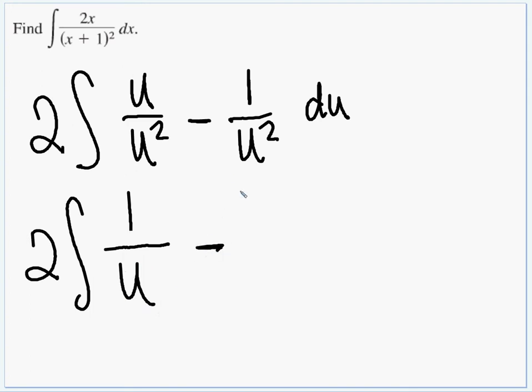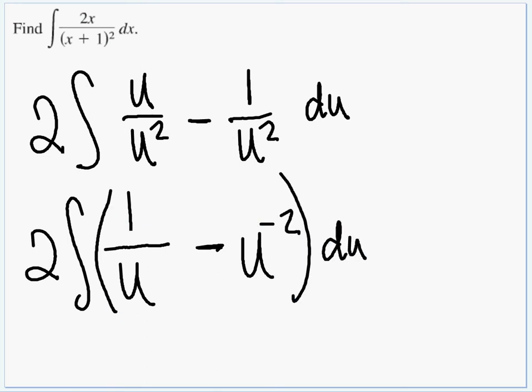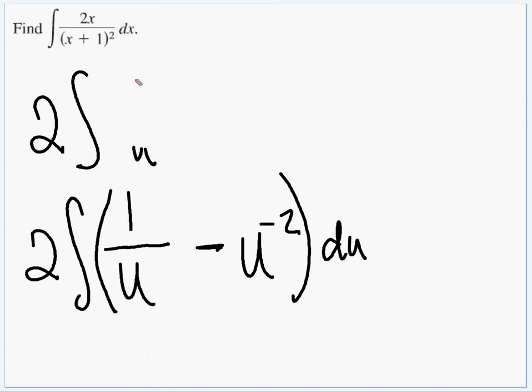And then we're going to have minus, let's write this one as u to the negative 2. And then remember, this du applies to both of them. I guess I could have some grouping symbols around there. All right, it looks like we are ready to antiderive.